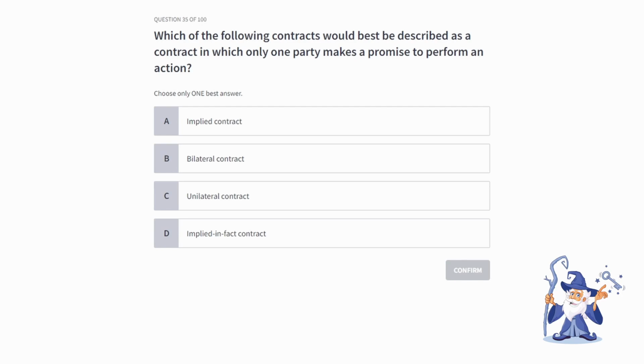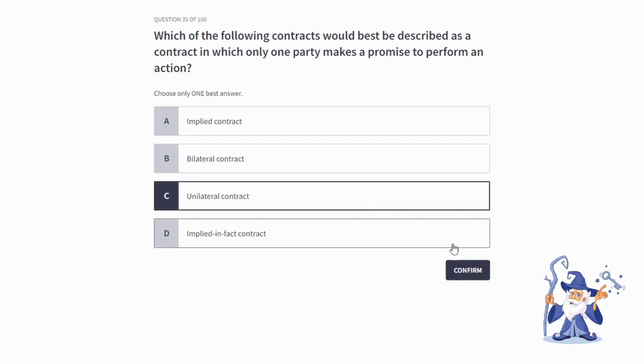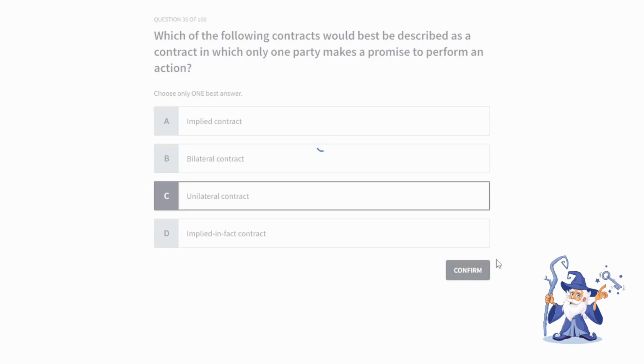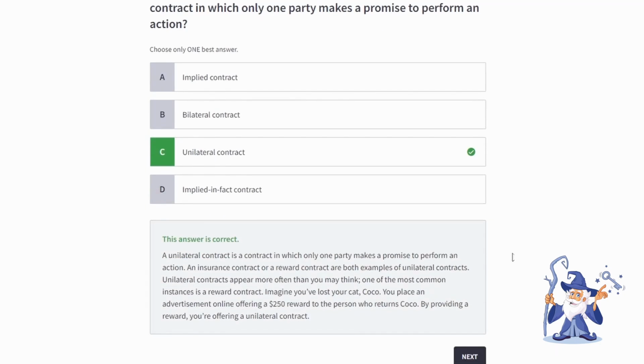Okay, so hopefully you guys came up with the correct answer for this one. What is the correct answer for this one? Well, it's going to be C. It is a unilateral contract. So, what is a unilateral contract? Well, a unilateral contract is a contract in which only one party makes a promise to perform an action. Again, uni is one, bi is two. If you remember your prefixes, you should know that.